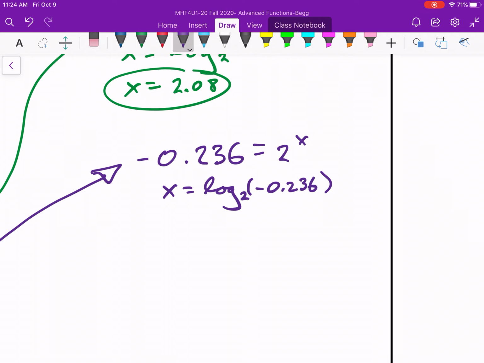So there's no solution based on this. So anytime we get to a situation like this where we have a negative number, anything that requires us to take the log of a negative number, let's put it that way, is going to give us an error. So we can just consider that an extraneous root.